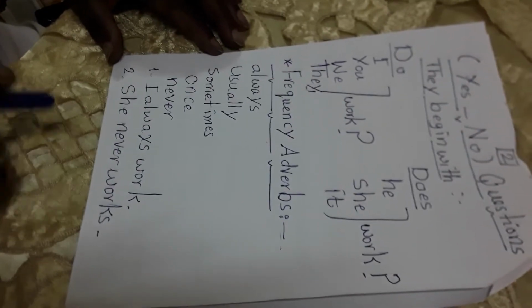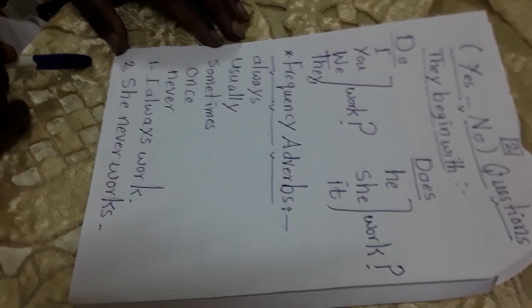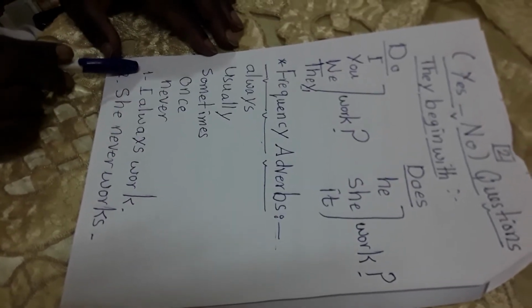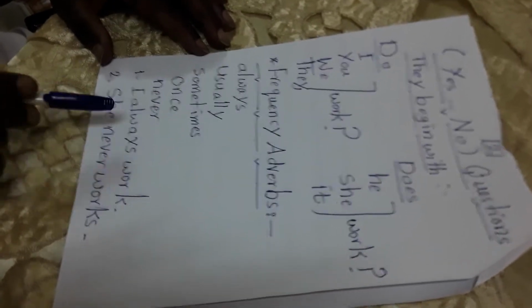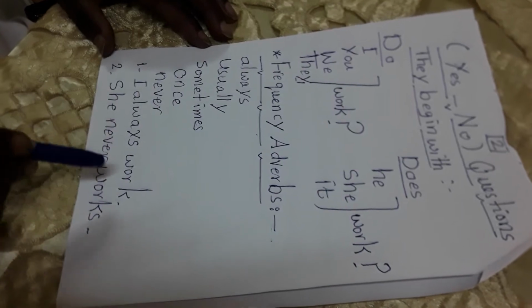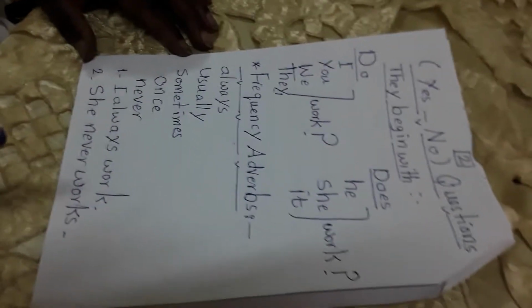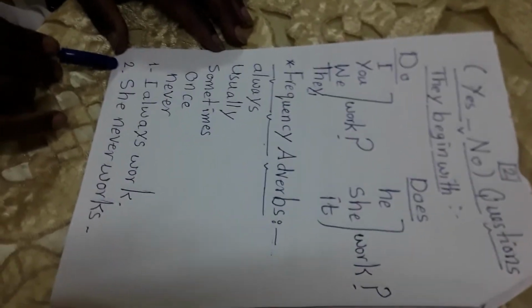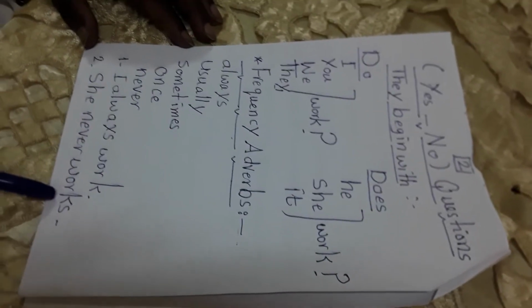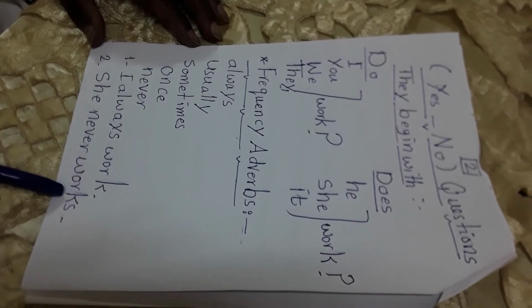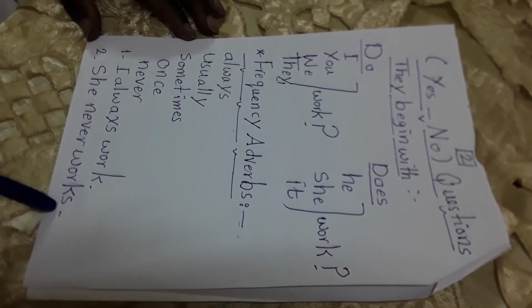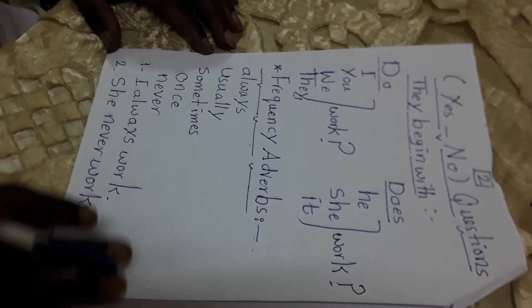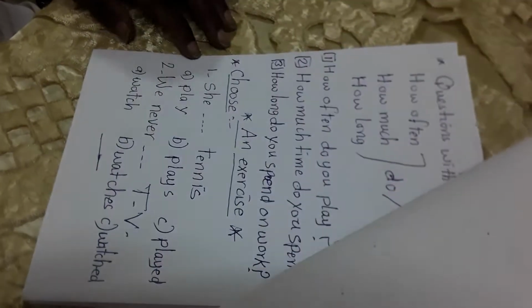Okay? Here are some examples with the frequency adverbs. Number 1, I always work. Look at the verb work without S because the subject is I. Number 2, she never works. And look at the verb work with S at the end of it because the subject is she.